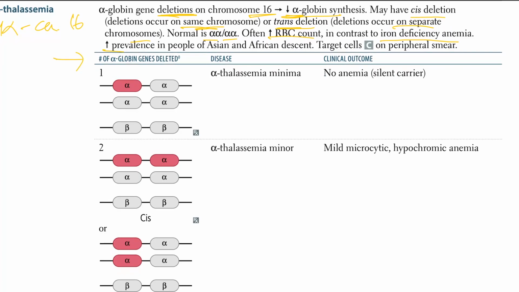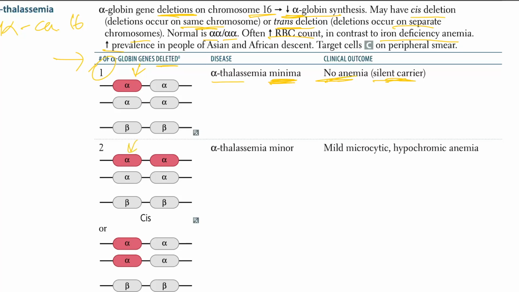Okay, so now let's talk about the number of alpha globin genes deleted. If you were to delete only one alpha gene, then that's called alpha thalassemia minima. Basically, no anemia and silent carrier. They're normal people. They're silent carriers.